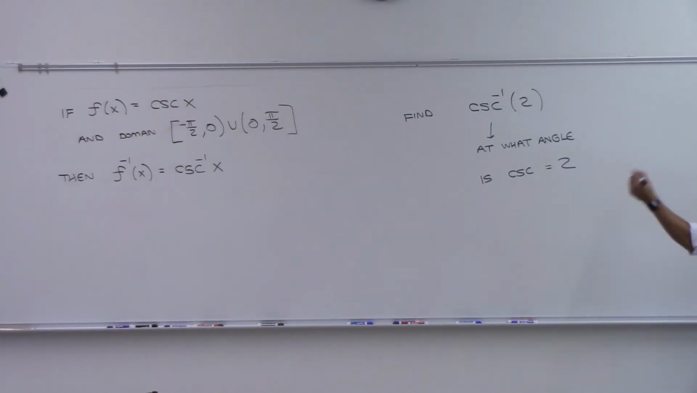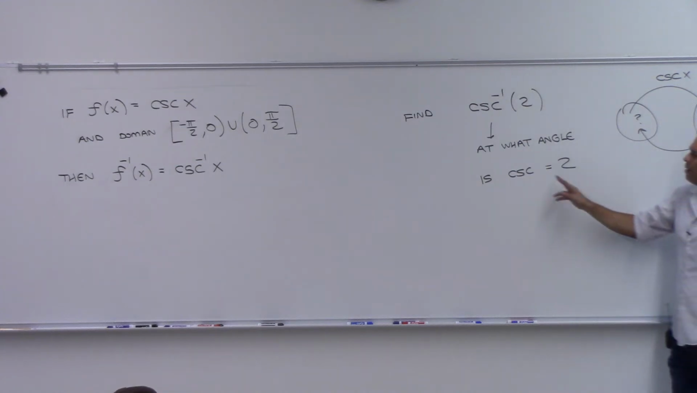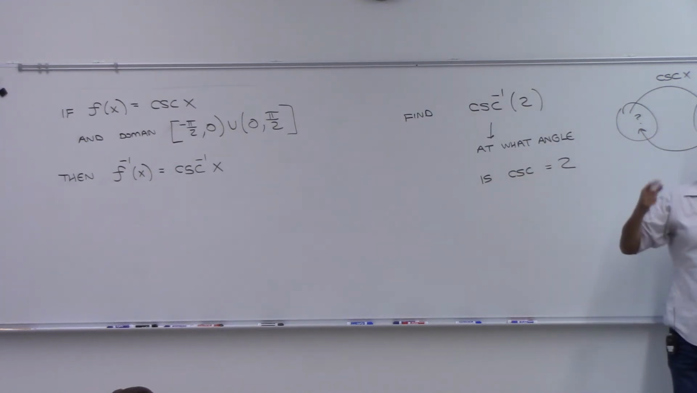A picture of what this is saying is this. Cosecant goes from here to here. The answer is 2, right? 2 gets taken back to what angle? Remember, angles go into the trig functions, numbers come out. We want to take this number back to the angle it came from. So at what angle on the unit circle is cosecant 2?